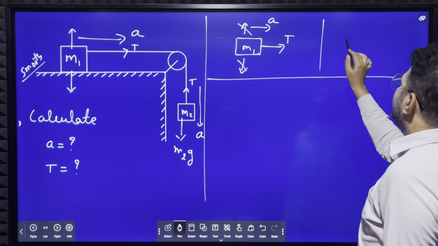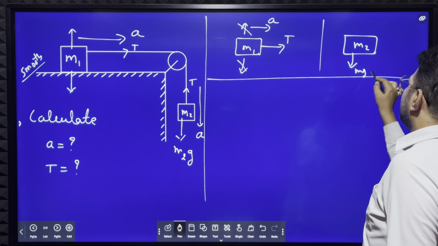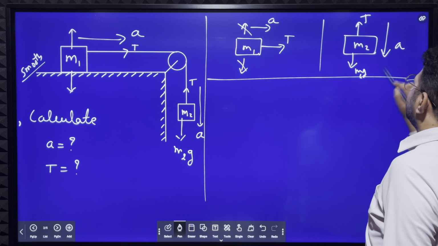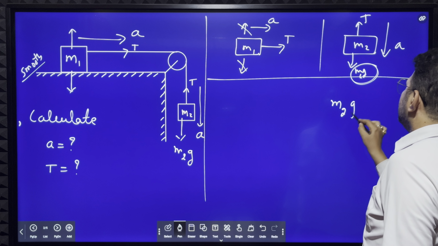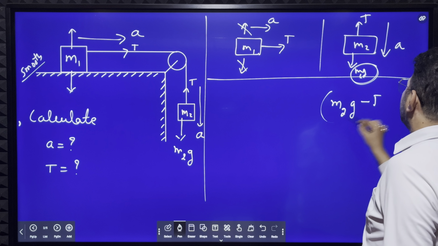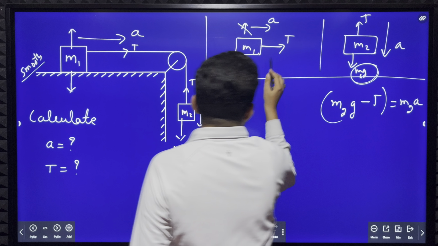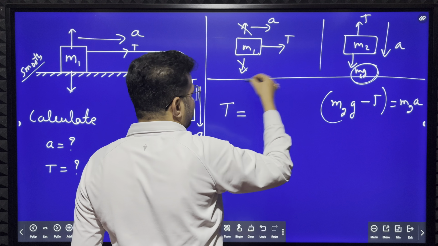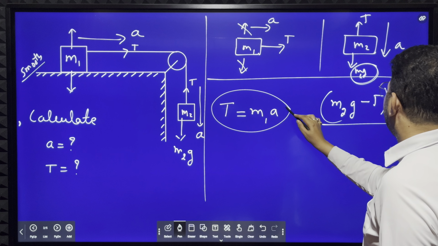How about the free body diagram of m2? On m2, m2g is acting downwards, and tension is acting upwards. Acceleration is downwards, so m2g is bigger. So I write the equation: m2g minus T, the net force, is equal to m2a. This is one equation. For m1, F equals m into a: the only force acting is tension, so T equals m1 into a. So we got the equation for tension. We got one more equation. We'll substitute the value of tension here.